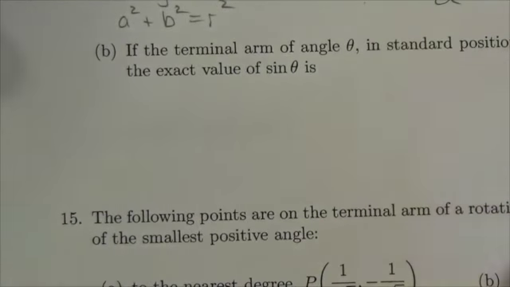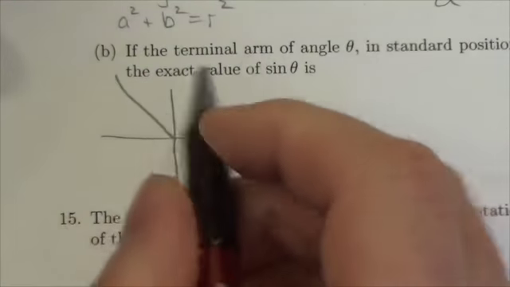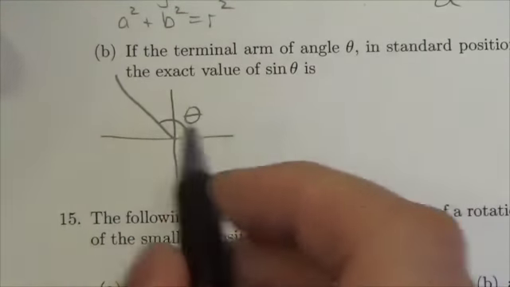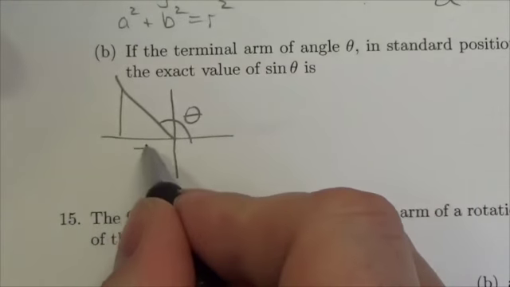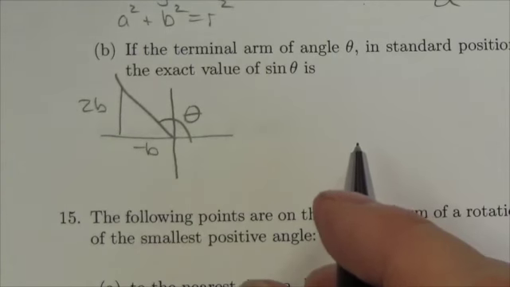Okay, well, first of all, I know that the x coordinate is negative. I know that the y coordinate is positive, so I know it's going to look like this. It's going to be in the second quadrant. Here's my theta. This is negative b. This is 2b. Now, I want to figure out what sine is.